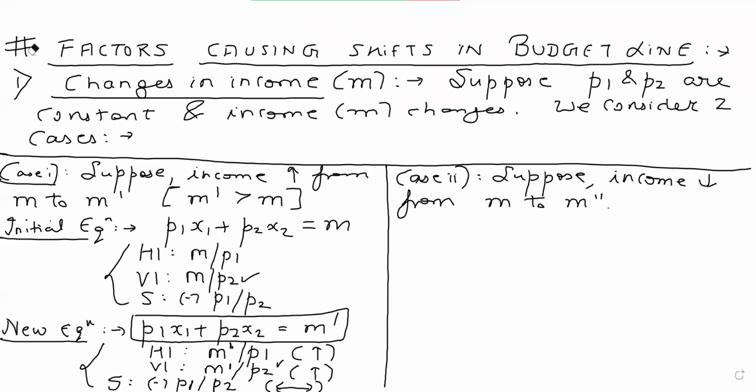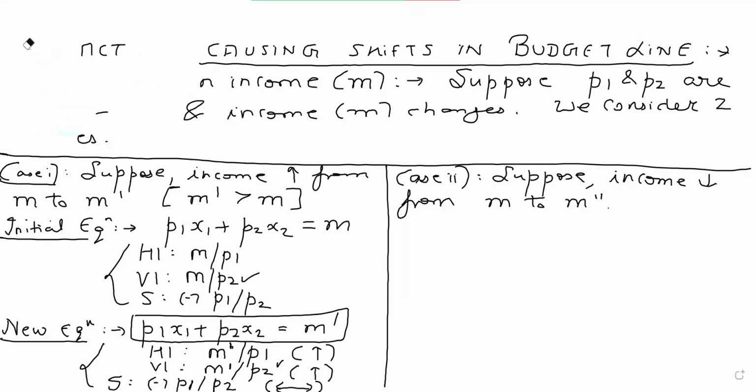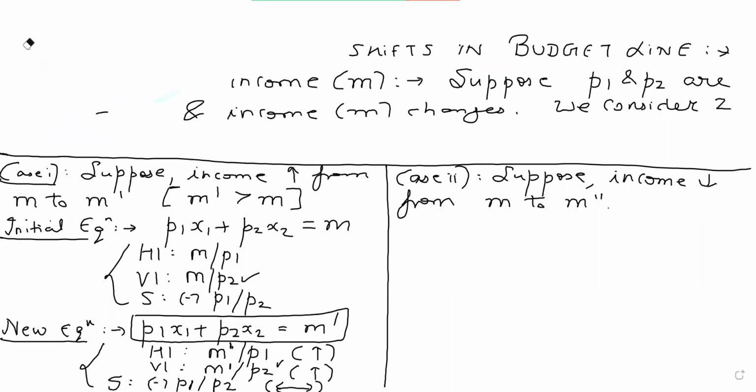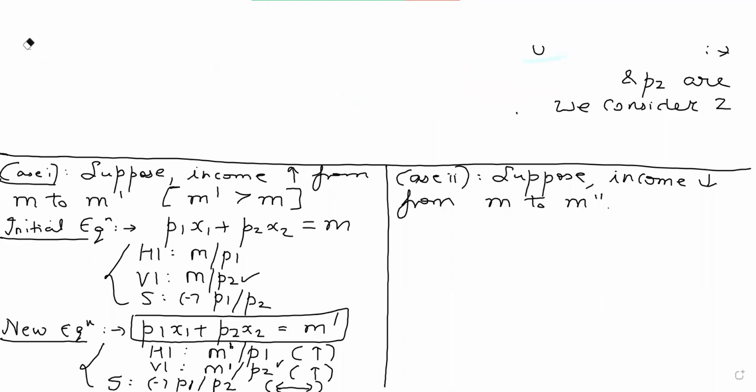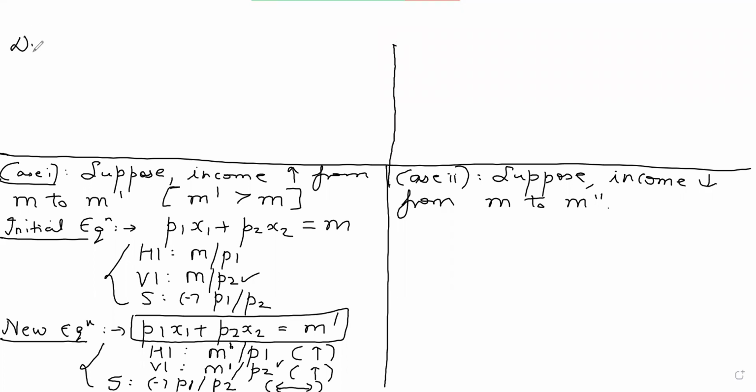So how will the diagram look like? Now I'm erasing the initial part and the diagram comes on the top. That means my horizontal intercept and vertical intercept have gone up by the same magnitude, but my slope is unchanged. So it's going to be a parallel shift. On the top, students can see the diagram.